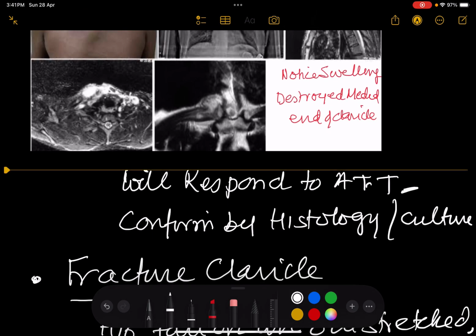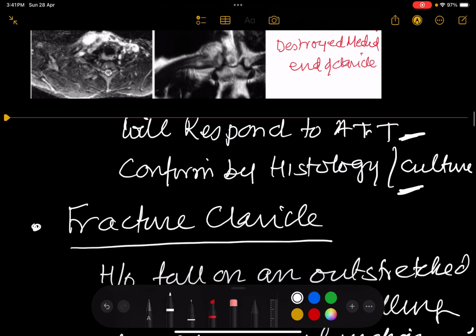Response to ATT, confirmation by histology or culture, confirms the diagnosis.